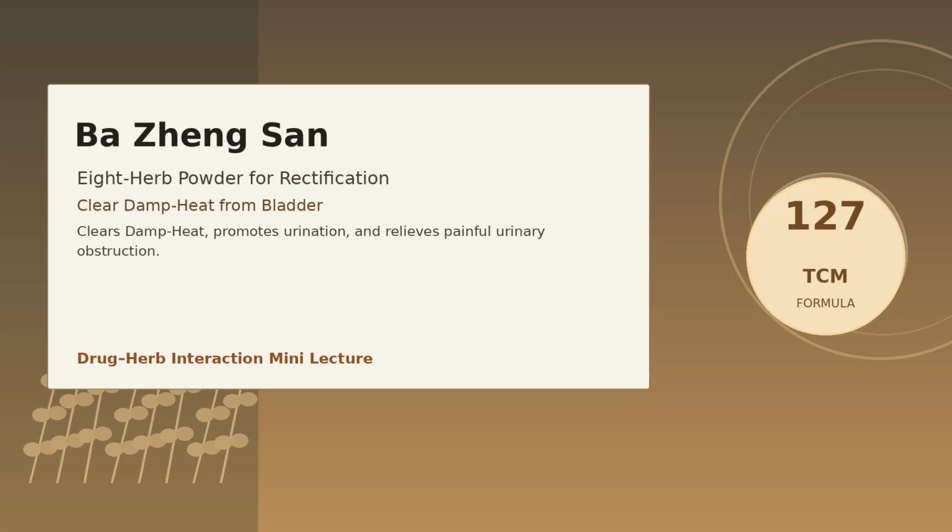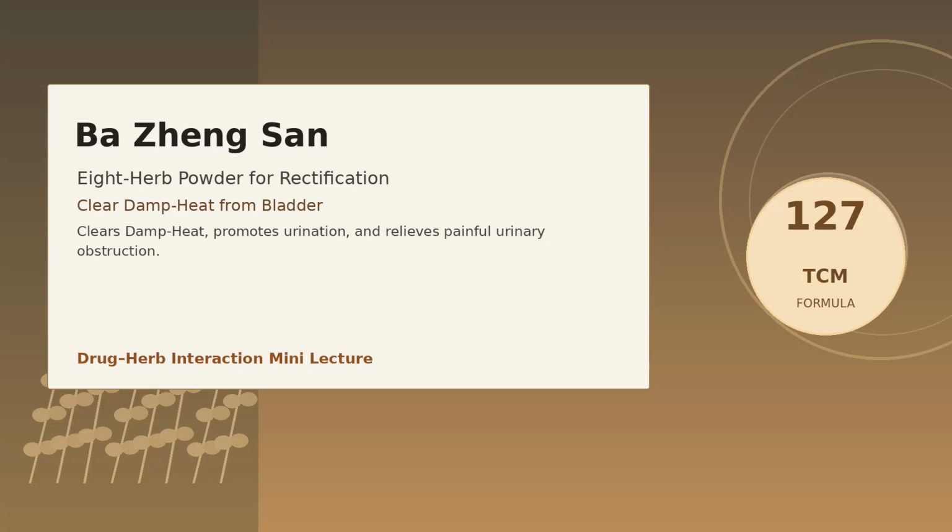Ba Zheng San, commonly translated as Powder for Rectification, is a classical traditional Chinese medicine formula in the category clear damp heat from the bladder. Its core action is to clear damp heat, promote urination, and relieve painful urinary obstruction. The pattern framework is bladder damp heat with hot painful urination.